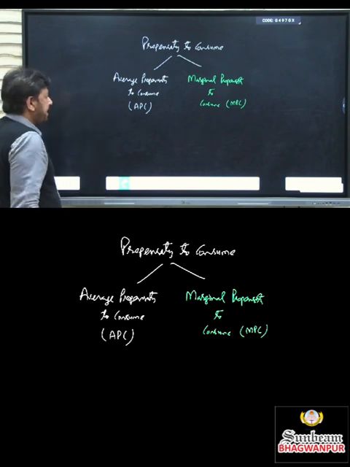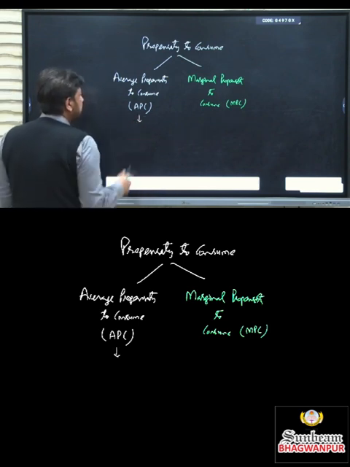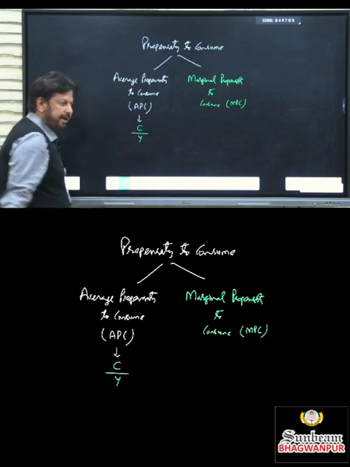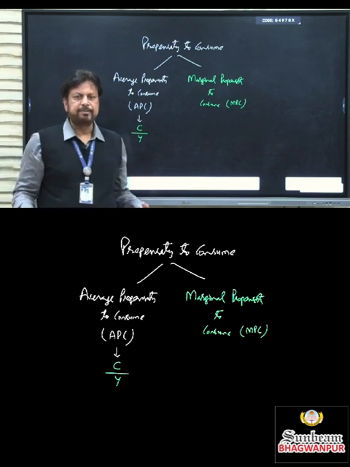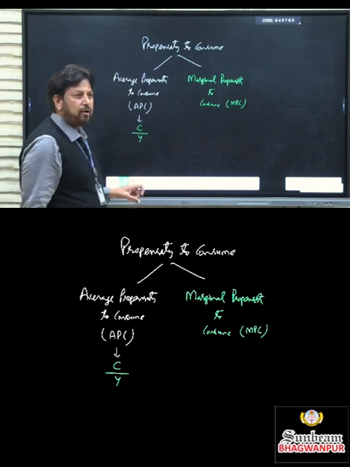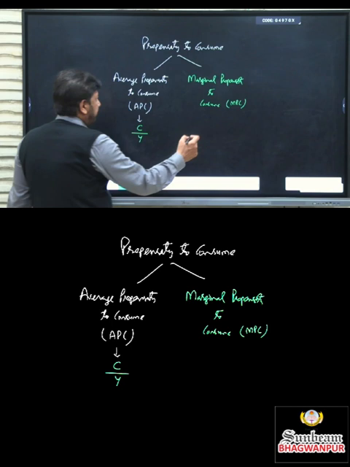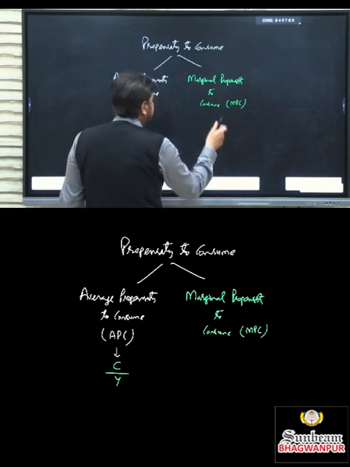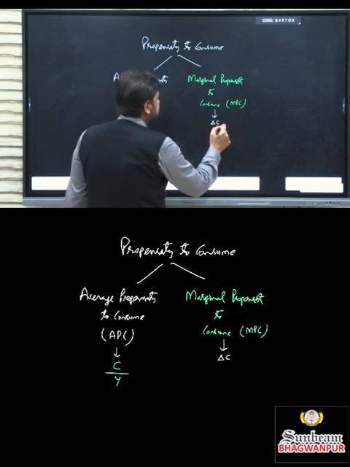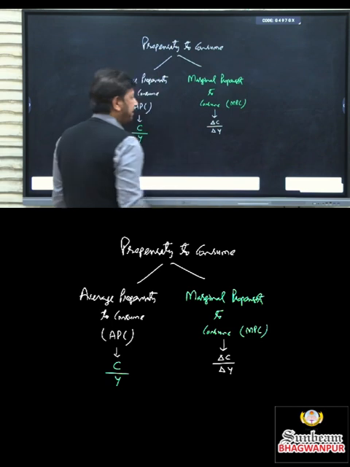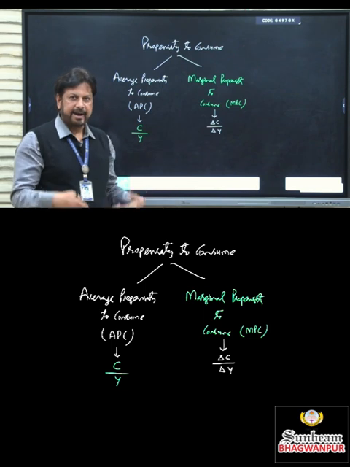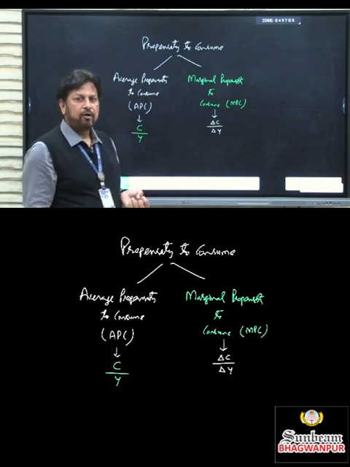consume. Average propensity to consume is the ratio between total consumption and total income. So what average propensity to consume is showing is what part of total income is used for consumption. Marginal propensity to consume, on the other hand, is the ratio between change in consumption and change in income. So what MPC is showing is what part of additional income is used for consumption.